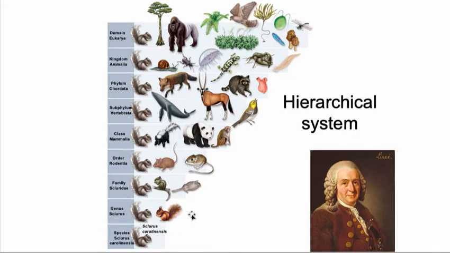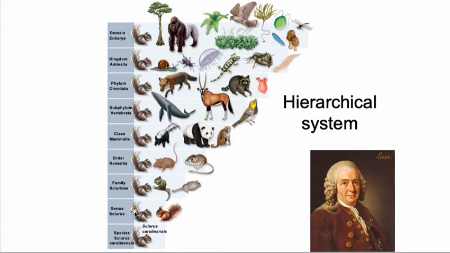Then you have all the species that are in the genus Sciurus, and then all the different genera that are closely related are within a family. Genera is the plural for genus. So all those groups form a family. Then families of species that are closely related are grouped together into orders. Orders are then grouped together into classes.